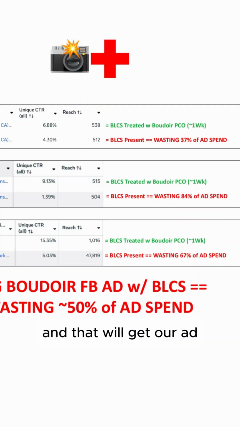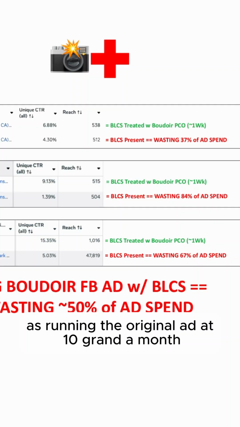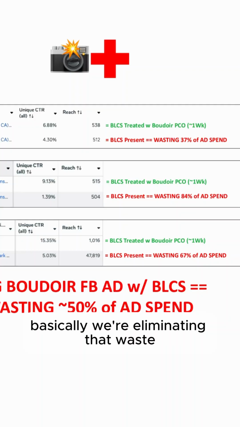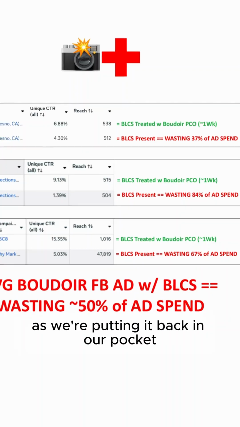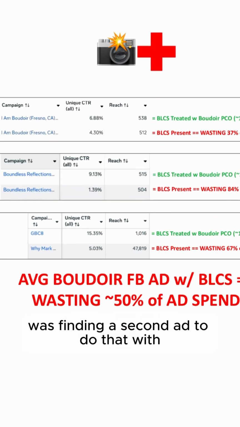And that will get our ad into the same number of women's brains as running the original ad at 10 grand a month. So we're basically eliminating that wasted ad spend, putting it back in our pocket. Second part of my residency was finding a second ad to do that with.